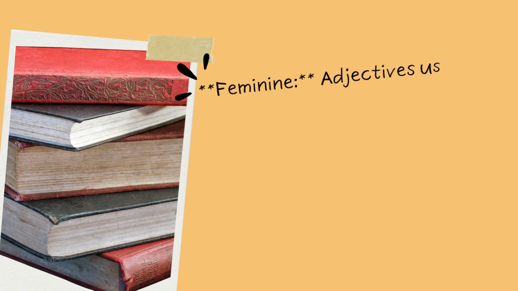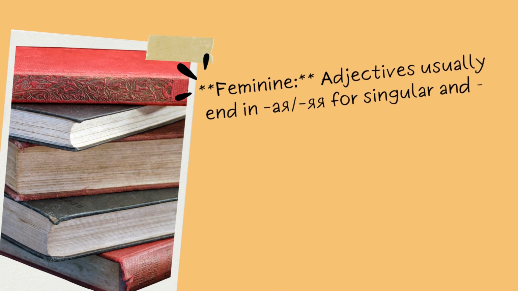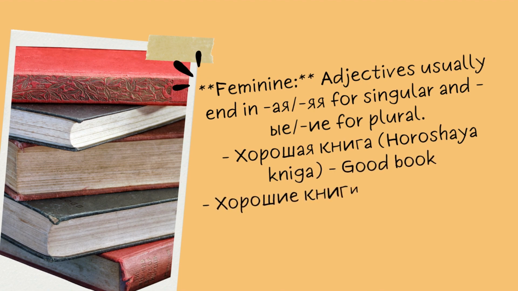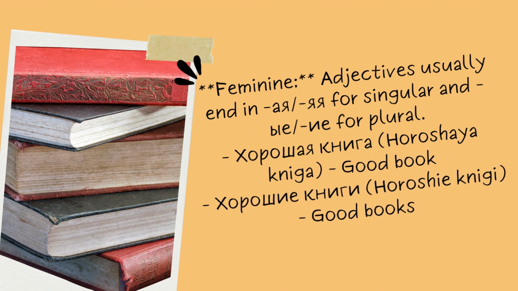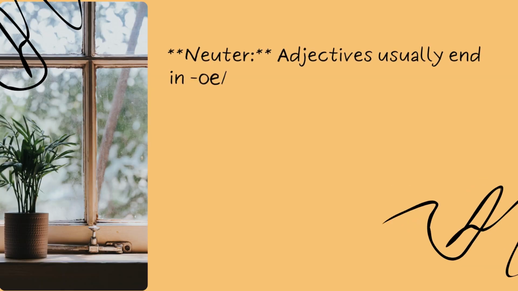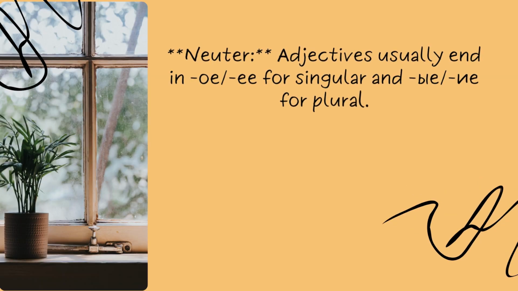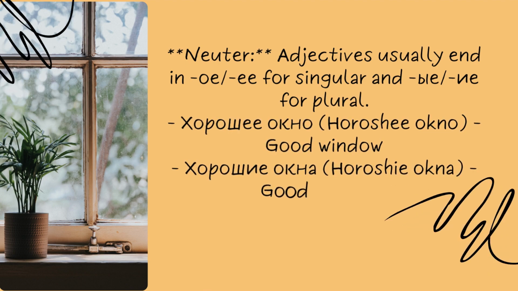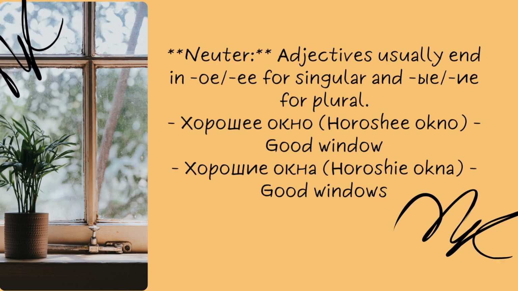Feminine adjectives usually end in «ая», «яя» for singular, and «ие» for plural. Хорошая книга, good book. Neuter adjectives usually end in «ое» for singular and «ие» for plural. Хорошее окно, good window. Хорошие окна, good windows.